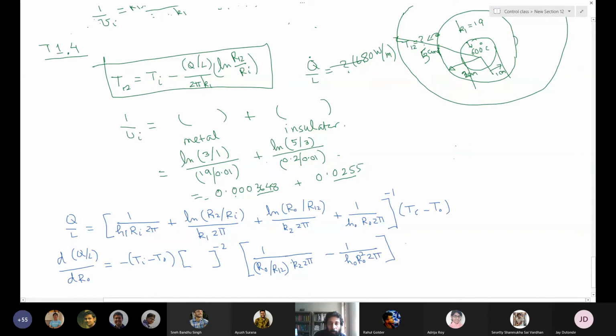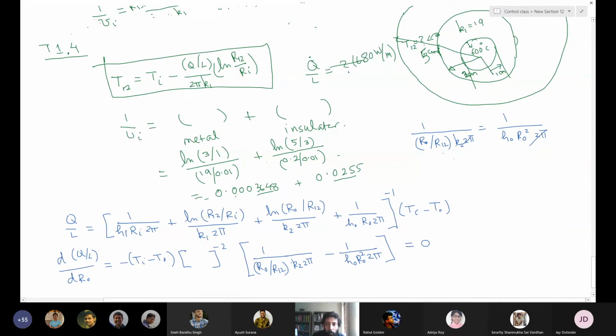Okay. So this has to be set to 0. This is the overall resistance. Overall resistance is never 0. So this cannot be 0. Temperature difference cannot be 0. So we can set this to be 0. So optimum is obtained by setting this to be 0. The condition for Ro optimum is Ro over R12 K2 2 pi equals to 1 over Ho Ro square 2 pi. 2 pi cancels.